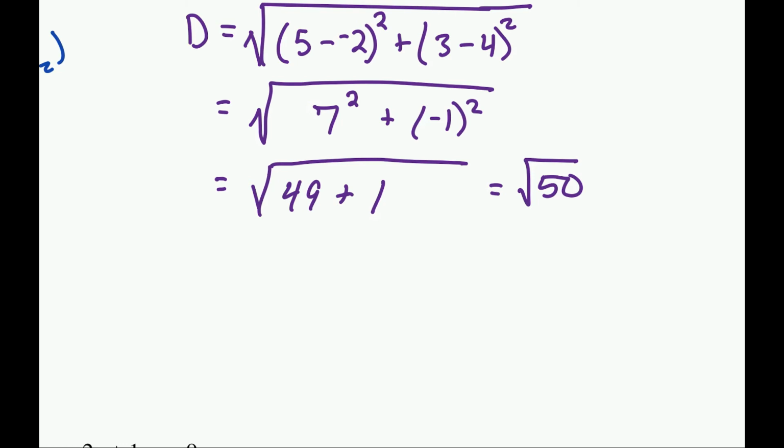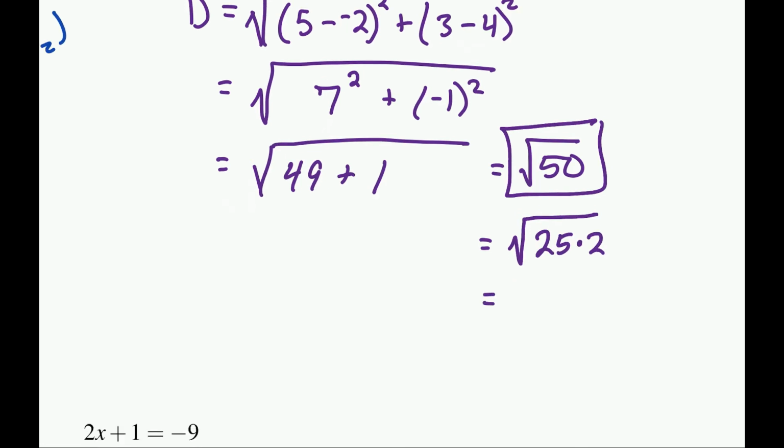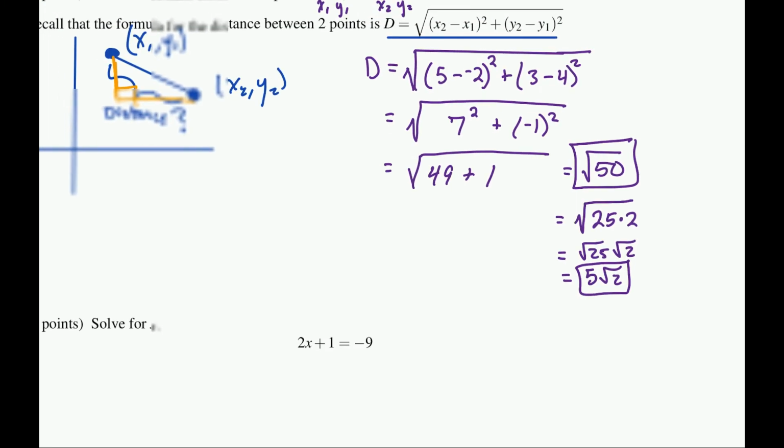If you want to simplify this, you can go further and say that square root of 50, well, 50 is 25 times 2. So this is square root 25 times square root 2. Square root 25 is 5. And you can write it like that. Also, many calculators will simplify this. So if you have a calculator like the ones that I recommend, then when you type in square root 50, the output will be 5 square root 2. So you don't have to simplify it, but you can. And that is the distance.